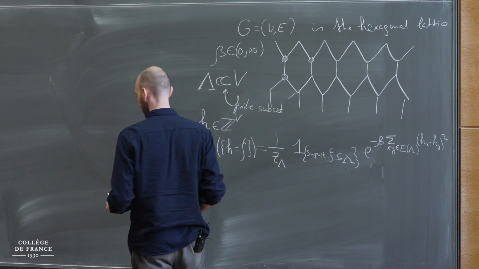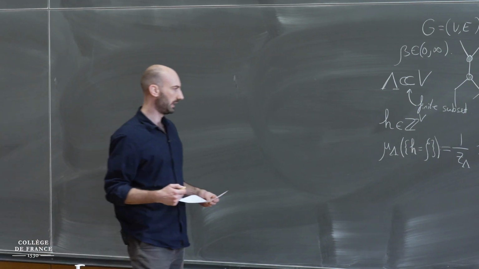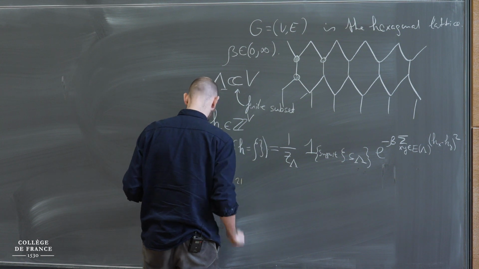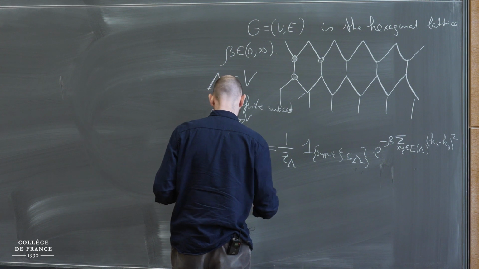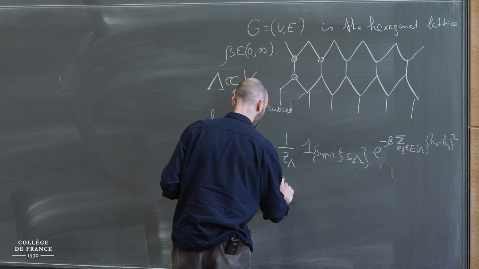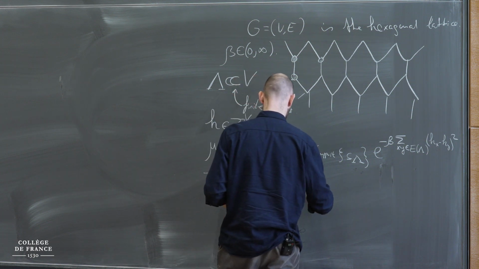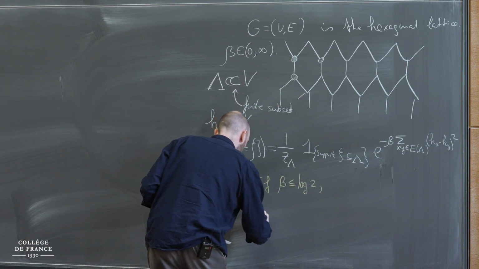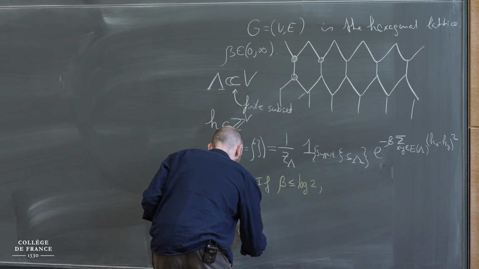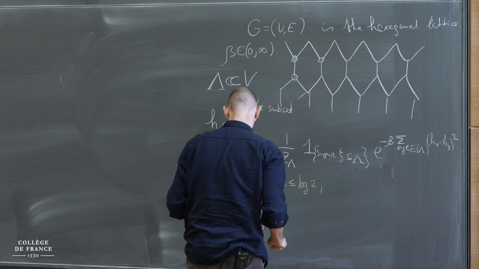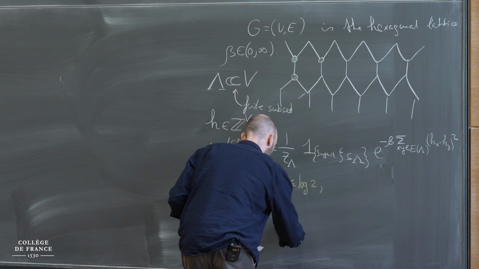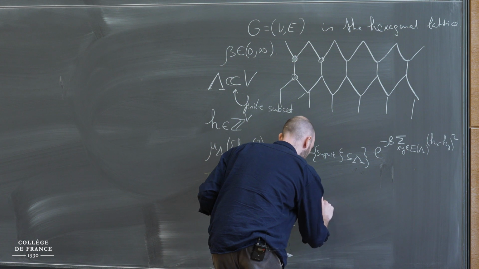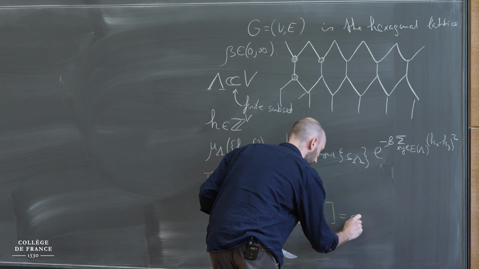Okay. So I will now write down the main theorem of today, and this is really, well, not the only goal, but the main goal of today, which is that if beta is smaller than the logarithm of 2, then the limit as lambda approaches the entire graph of mu lambda of the variance of a vertex equals infinity. Okay?